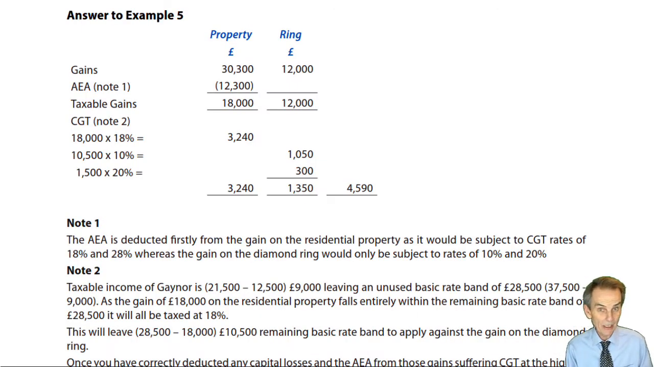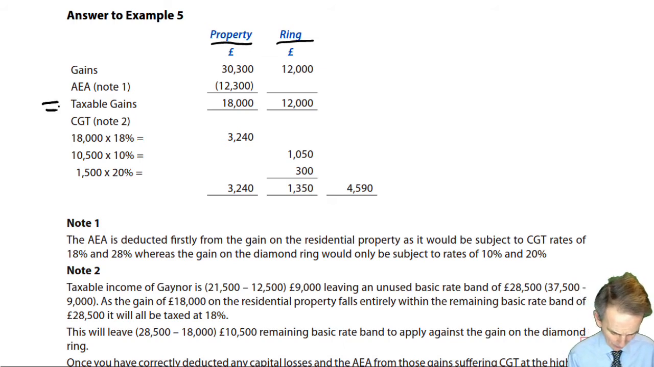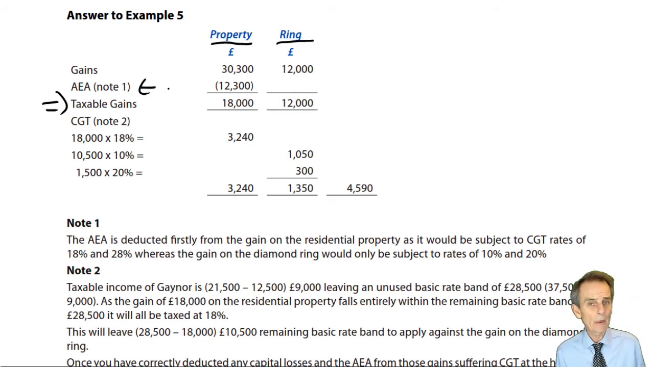Okay, well, probably the most interesting example indeed that we've had to deal with in this section. Because we've got residential property, it is subject to those higher tax rates. Anything remaining in the remaining basic rate band is 18% instead of 10%, and in the higher rate band is 28% instead of 20%. So we kept separate the gain on the property from the gain on the ring. The only thing we had to do is to work taxable gains, and for that we needed to deduct the AEA. Well, where are we going to deduct it?